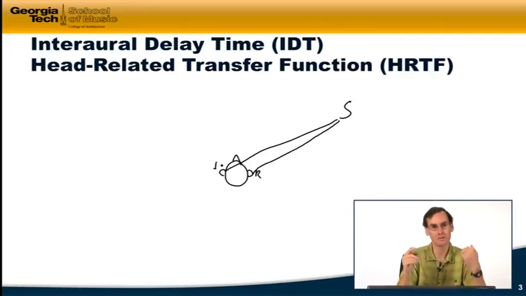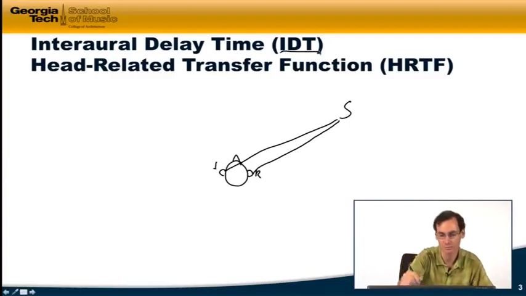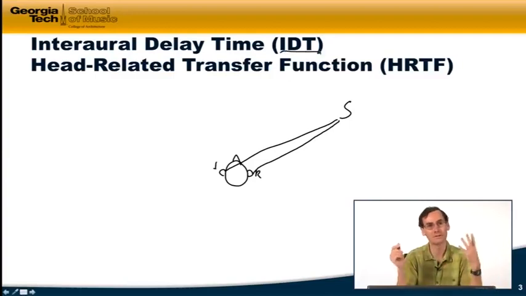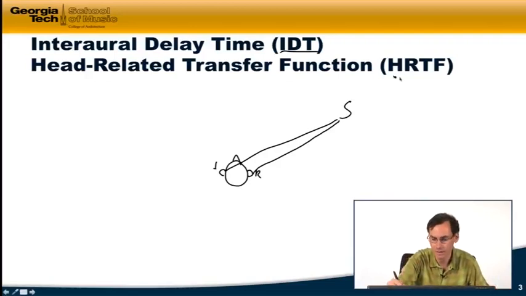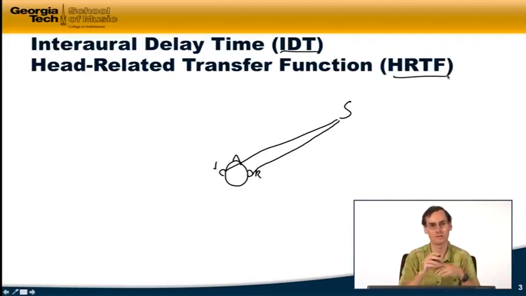Something else that we use as a cue, so that's called the inter-aural delay time, or the IDT. That difference in the time delay between when sound gets to your right ear and when it gets to your left ear. The other thing that we use is the HRTF, the head-related transfer function.